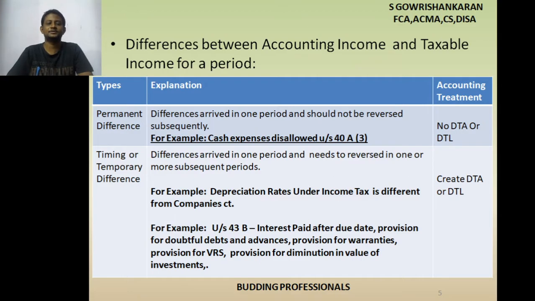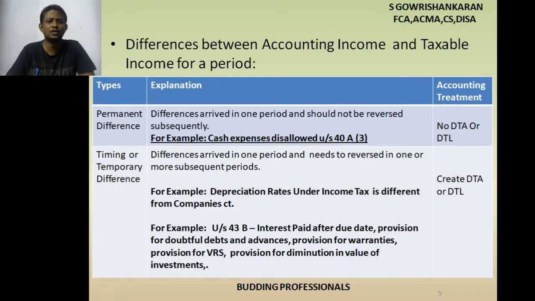Okay. So then what about the next one? Timing or temporary difference. This is what is required for us. What is this timing or temporary difference? As I said, one example I gave you: this year 100% depreciation means next year no depreciation. Or else there are some expenses under section 43B. Under section 43B of the Income Tax Act, they are saying only if you make actual payment will you consider it as an expense for that particular period.